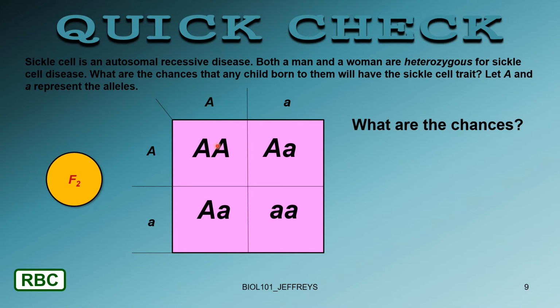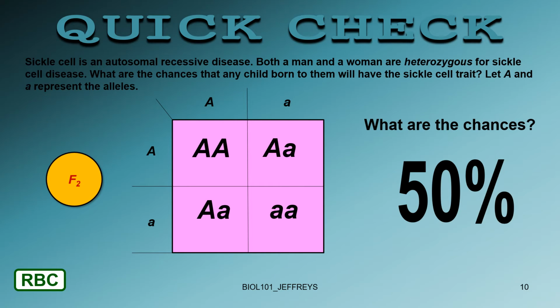So here's big A, big A, that's homozygous dominant. Here's little a, little a, that's homozygous recessive. And here are 2 big A, little a, 2 heterozygotes. These are your carriers. These are the people with sickle cell disease. These are the normal people. And so what are the chances? Well, 2 out of 4, or 50%. Okay.